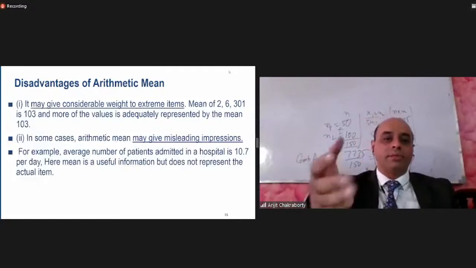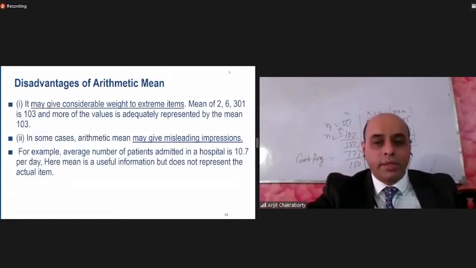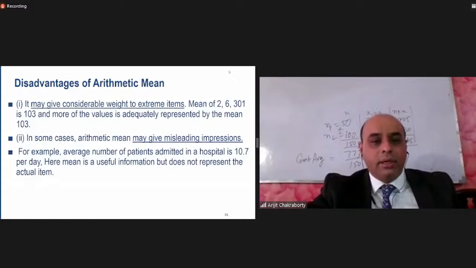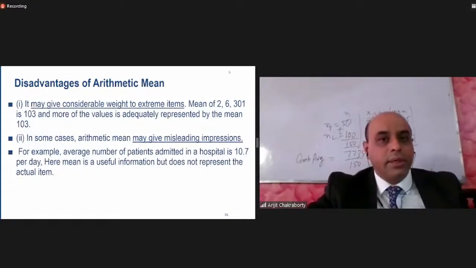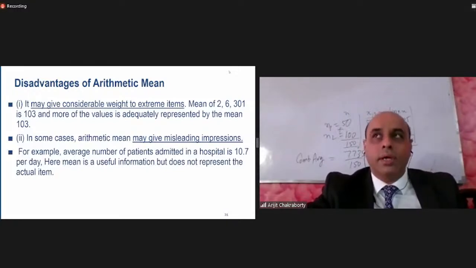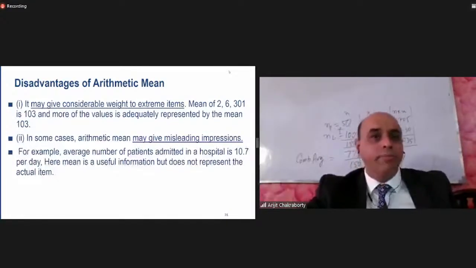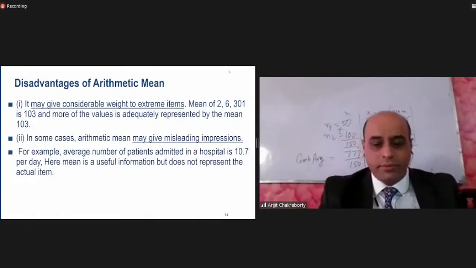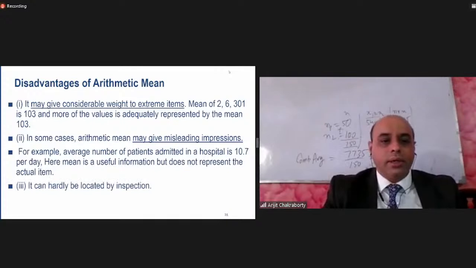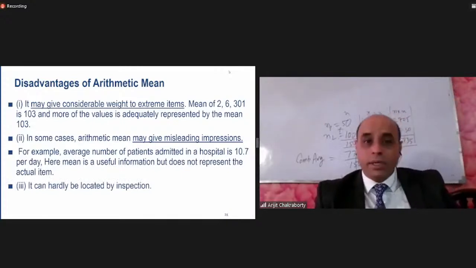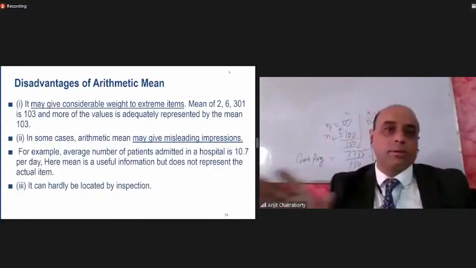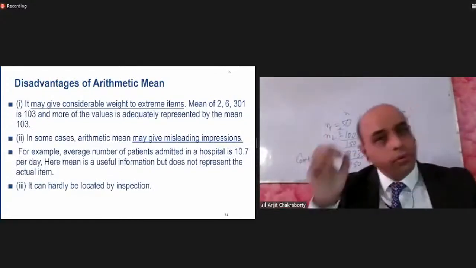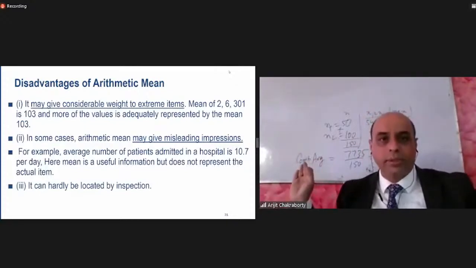For example, if it is seen that the average number of patients admitted in a hospital is 10.7, well, it cannot be 10.7 patients. You cannot have a fraction. So sometimes the answers which you get through the calculation of arithmetic mean can be misleading. So these are the disadvantages. And it can hardly be located by inspection. Just by looking at a frequency distribution, you cannot tell directly what the mean is. You have to work it out using the formulas which we have discussed in detail.